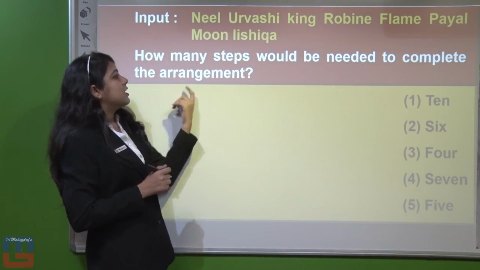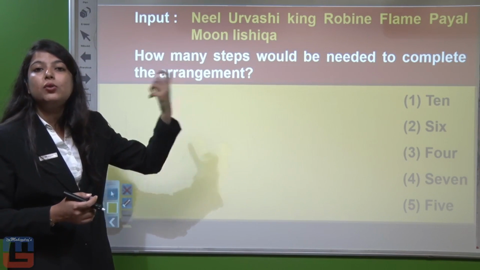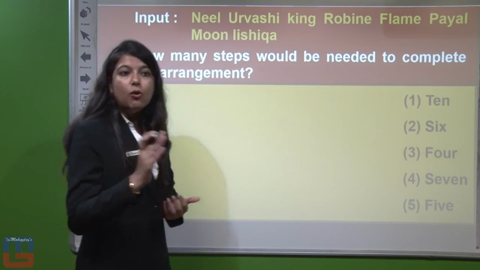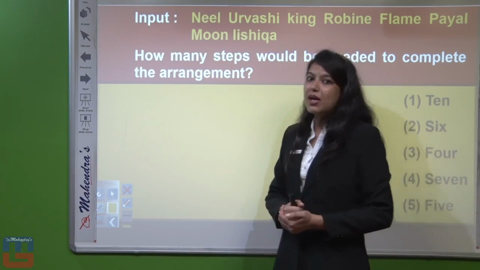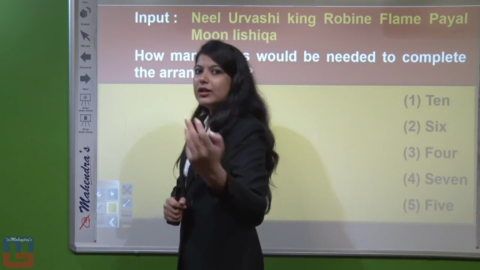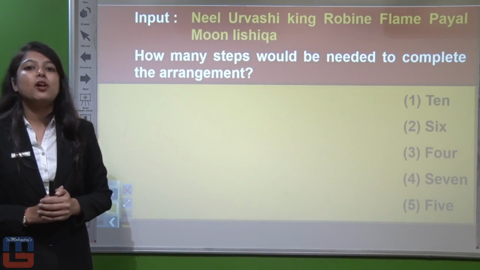Now the first question which has to be answered is how many steps would be needed to complete the arrangement? How many steps needed to complete the arrangement? We have to arrange all the steps one by one, but no. Then what is the use of a short trick here? What is the use of a short way to analyze or solve the question?